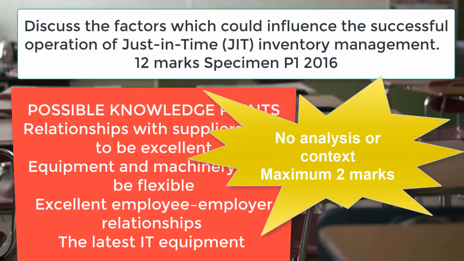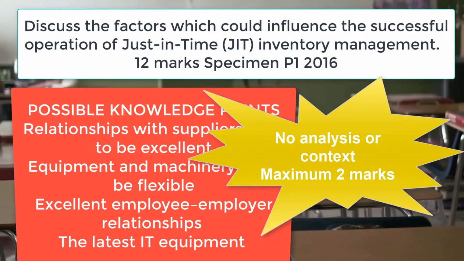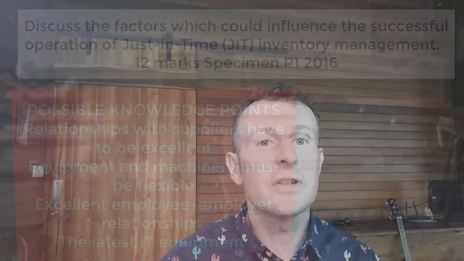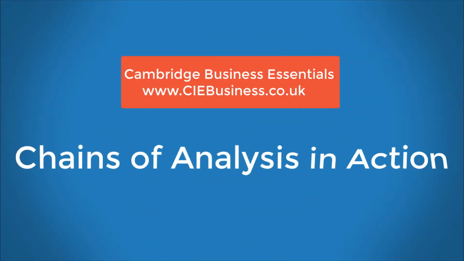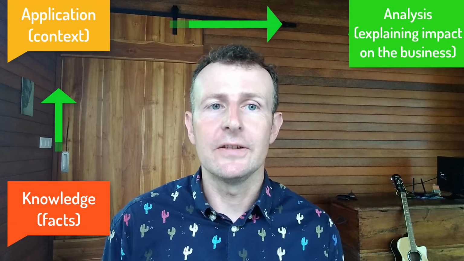But if we just mention 4 different reasons, that will only give us a maximum of 1 to 2 marks. In order to score higher, we have to include some analysis and put in some context from this question. So let's take one of these factors which we looked at and create a chain of analysis. As a basic recipe for a chain of analysis, we're looking for knowledge and understanding, application, analysis, and then further analysis.